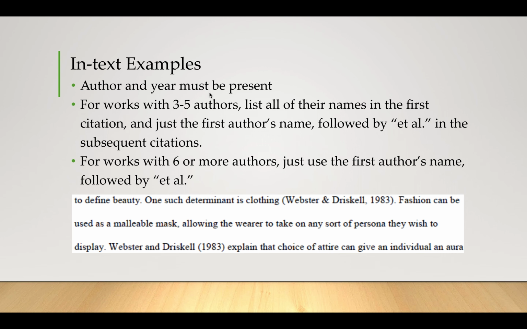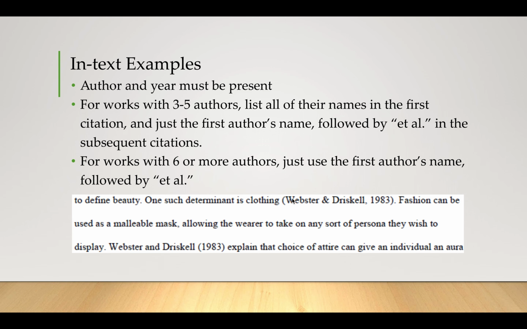In-text examples, author and year must be present. So like we've already mentioned, for works with 3 to 5 authors, list all of their names in the first citation, the first time you mention them, and then for all of the subsequent citations, you can just use the first author's name followed by et al. So you don't have to keep repeating all of their names. For works with 6 or more authors, just use the first author's name and then follow it by et al.